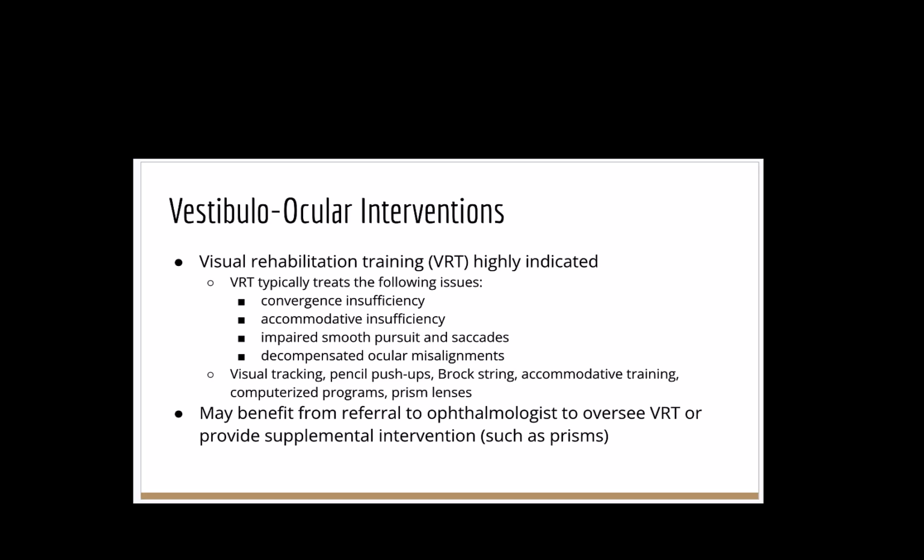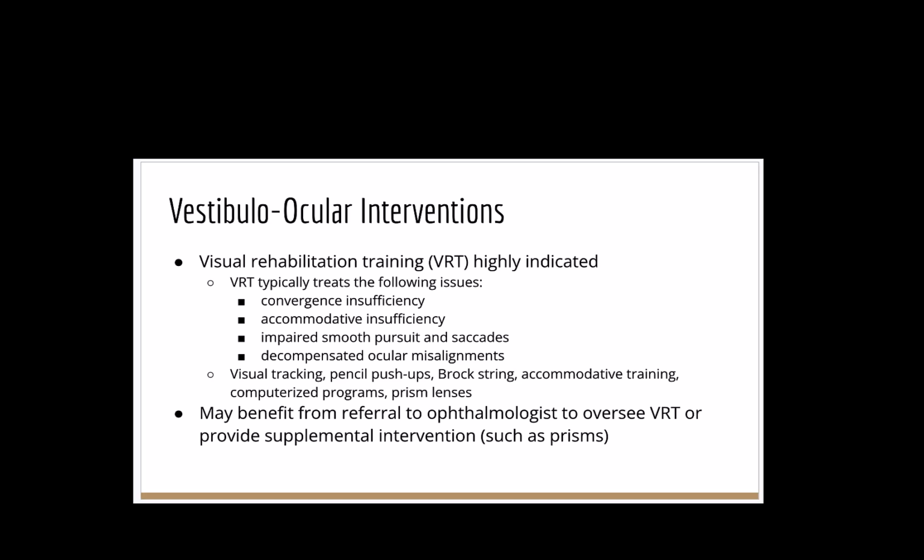All right, let's talk a little bit more about the ocular component of things. Again, somebody that's having difficulties with maybe smooth pursuit or the saccades that we've already talked about. Near point convergence would fall into this category. Usually that particular individual would benefit from visual rehabilitation training or VRT.